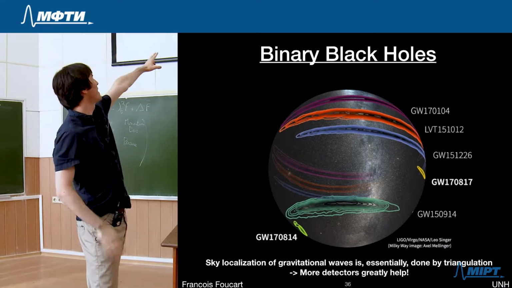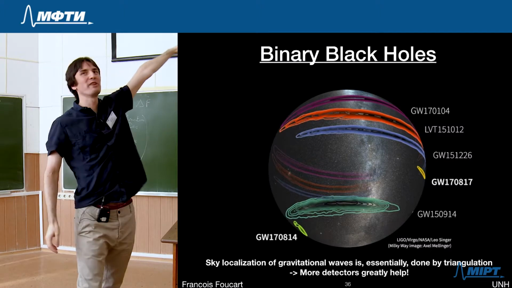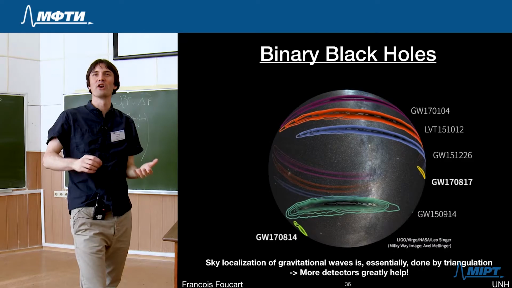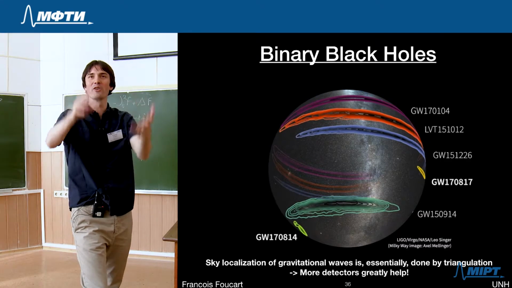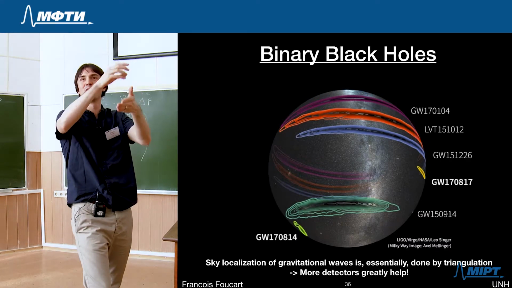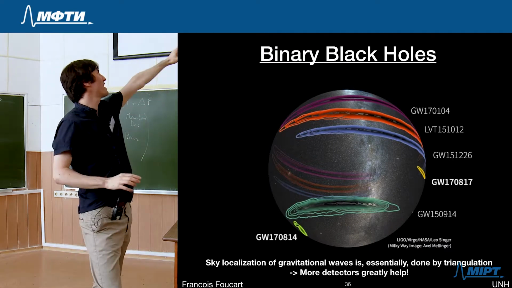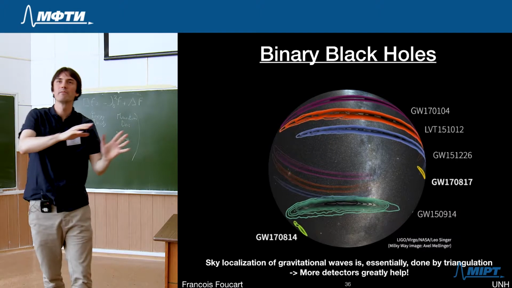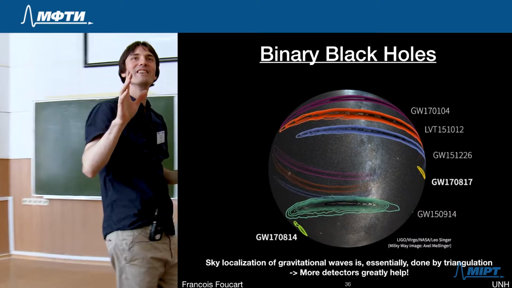And then that's all for 170814, but for 170817, we have all of the electromagnetic observations that follow that, which actually show us exactly where it is, the host galaxy, and even the localization with respect to the host galaxy that we know for that specific object, but not from gravitational waves, from the electromagnetic follow-up. Does that answer your question?